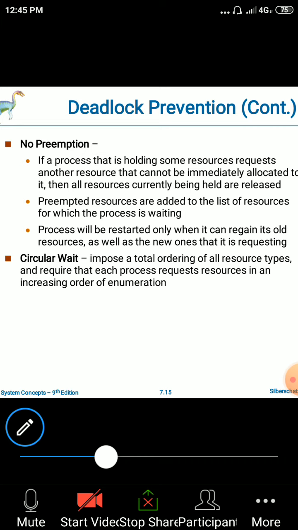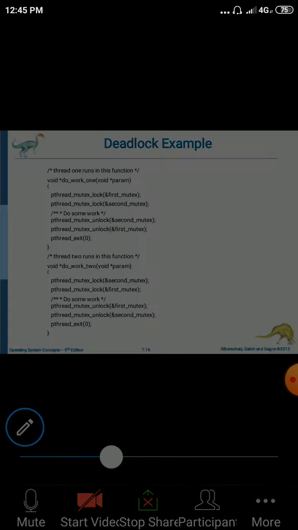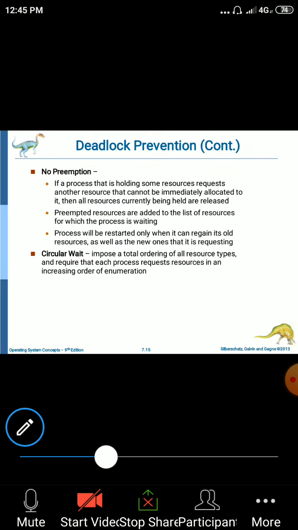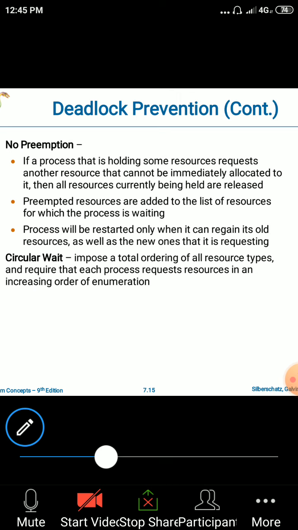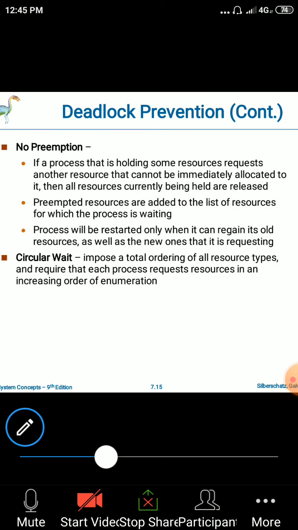So for each resource existing in the system, we allocate a unique integer number, and whenever the process requests a resource, it must request only in increasing order. If it is not in increasing order, then the resource cannot be allocated to the requesting process. In this way we can avoid the circular wait.